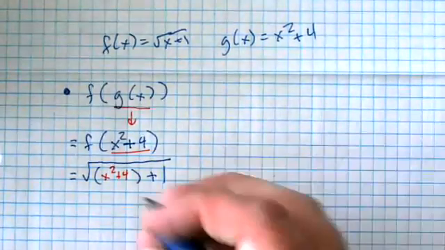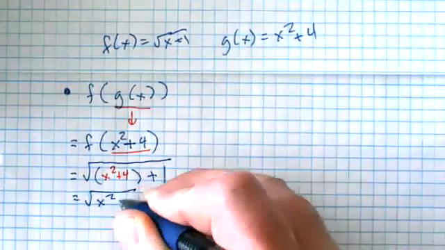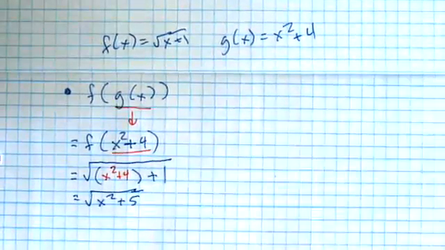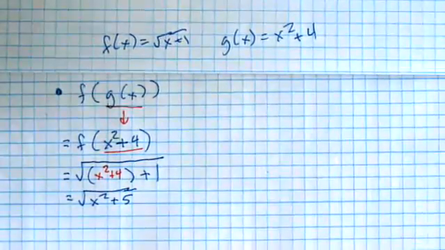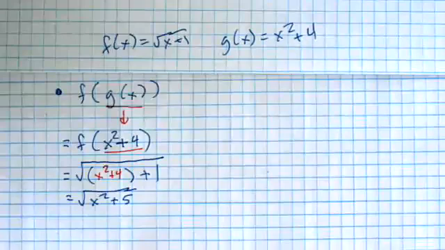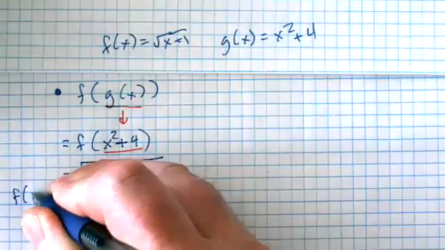And we'll simplify that out. Those parentheses aren't really doing anything. So we've got x squared plus 5. So f of g of x is x squared plus 5. That's as good as we're going to get.